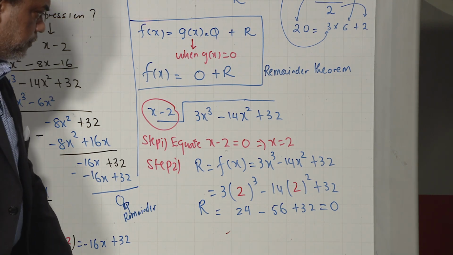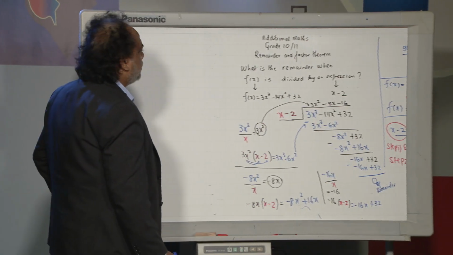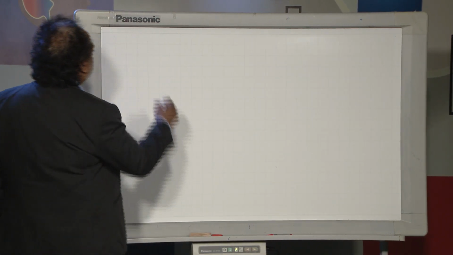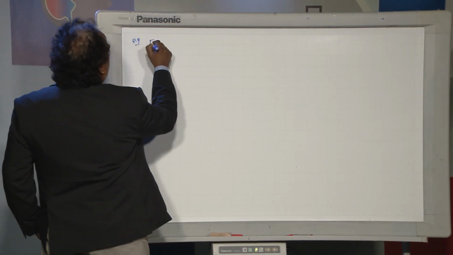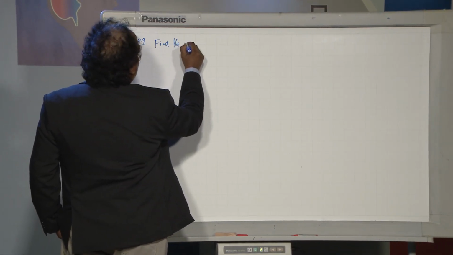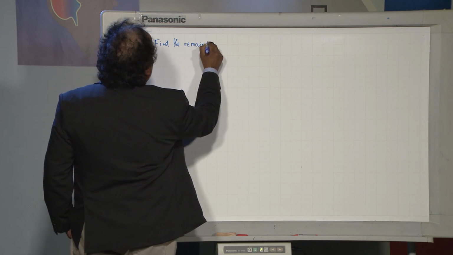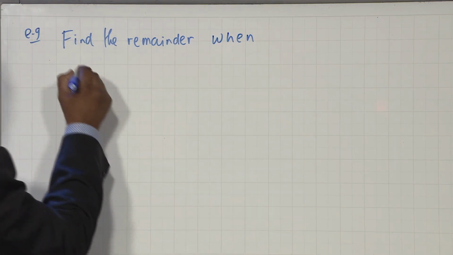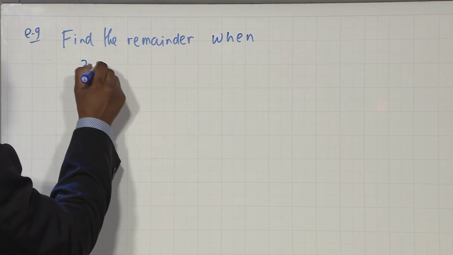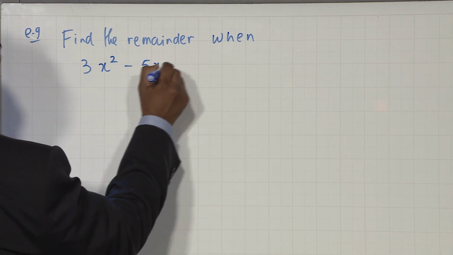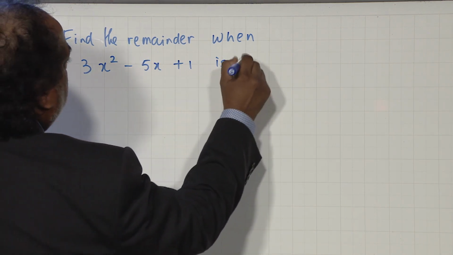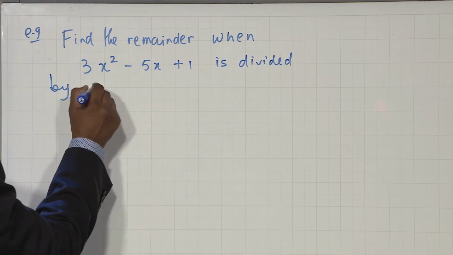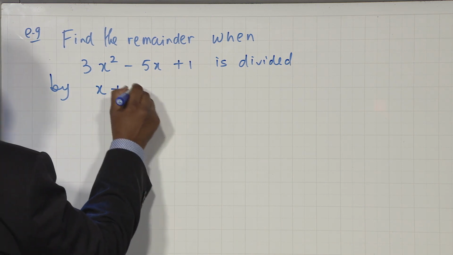So if we take another example, find the remainder when 3x squared minus 5x plus 1 is divided by x plus 2.